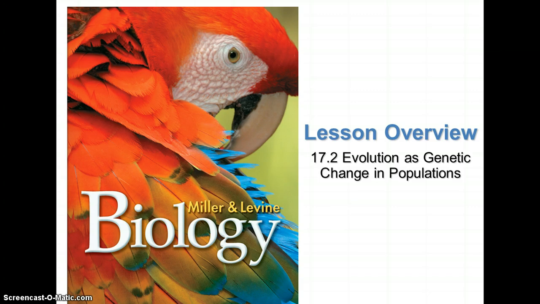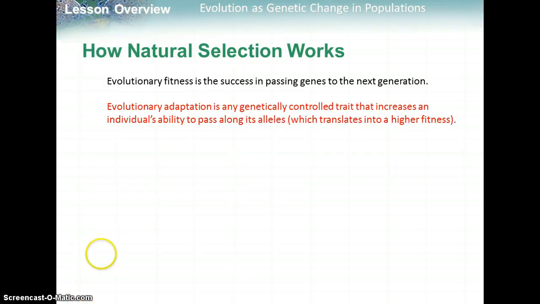Okay, now we're back. We're switching over to section 17.2, evolution as genetic change in populations. So how natural selection works. Evolutionary fitness is the success in passing genes to the next generation. So can you live long enough and have as many babies as possible? Evolutionary adaptation is any genetically controlled trait that increases an individual's ability to pass along its alleles, which again translates into a higher fitness.